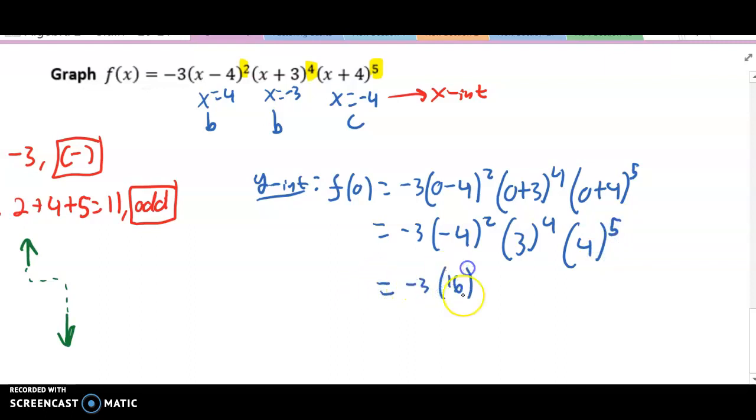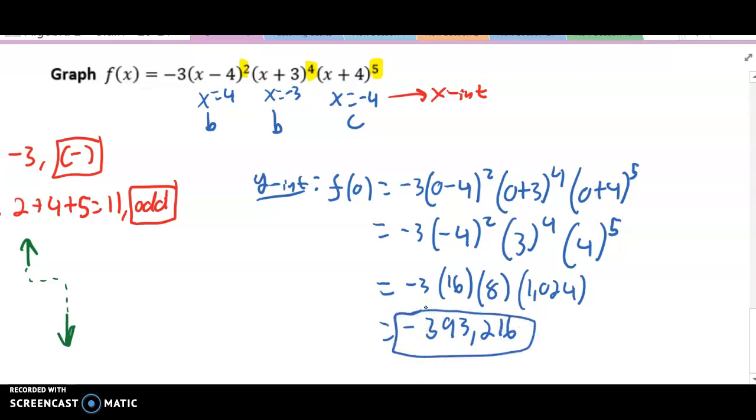Okay, -3, this is positive 16. We're going to pause and use a calculator here. This is 81, and this is 1024. We multiply them all together, and we get quite a large number, 393,216. Now, it would be insane to count 300,000 tick marks on your y-axis.